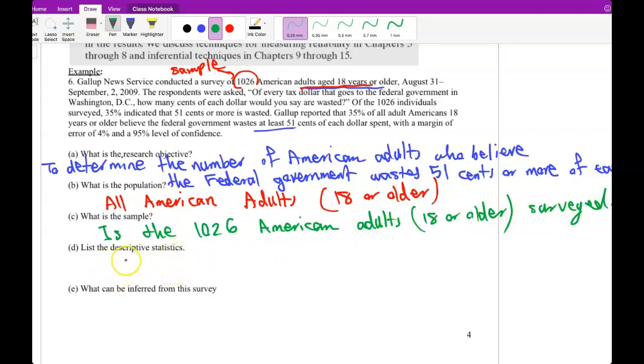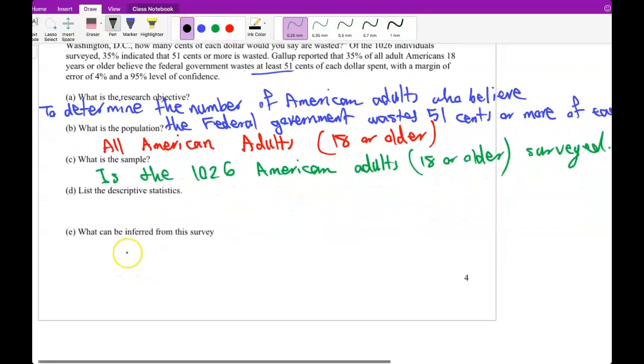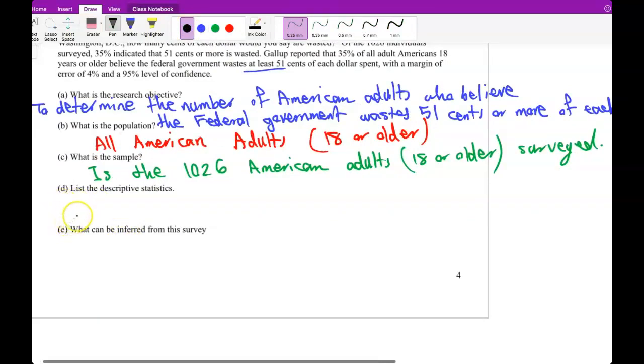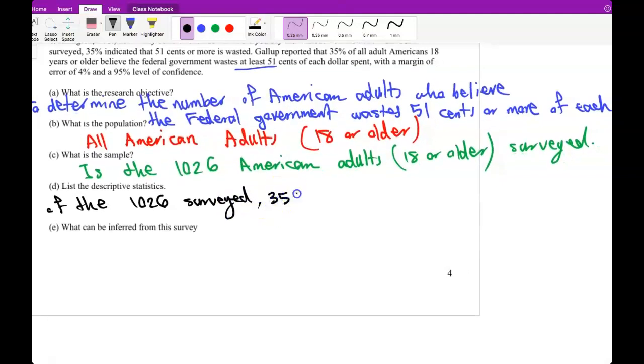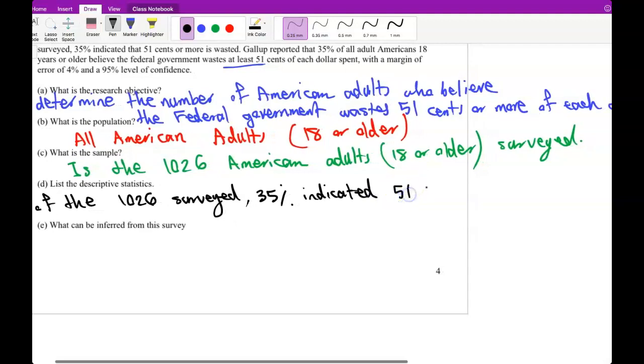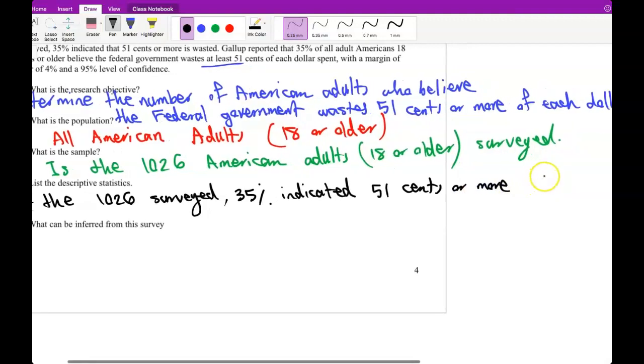And part D, let's see descriptive statistic. Okay, based on what the sample is, we're gonna describe this one. So of the 1,026, 35% indicated that 51 cents or more is wasted.